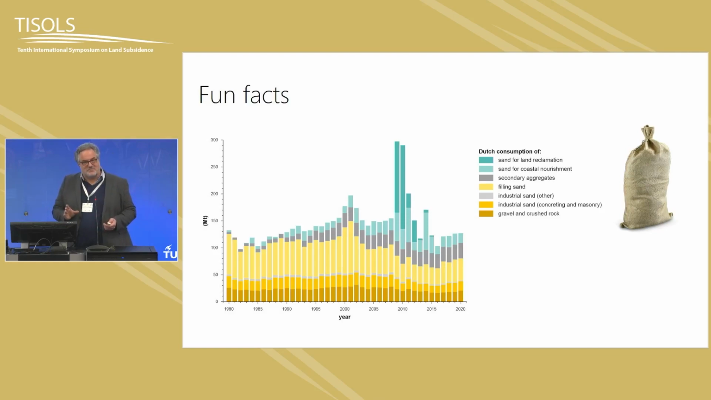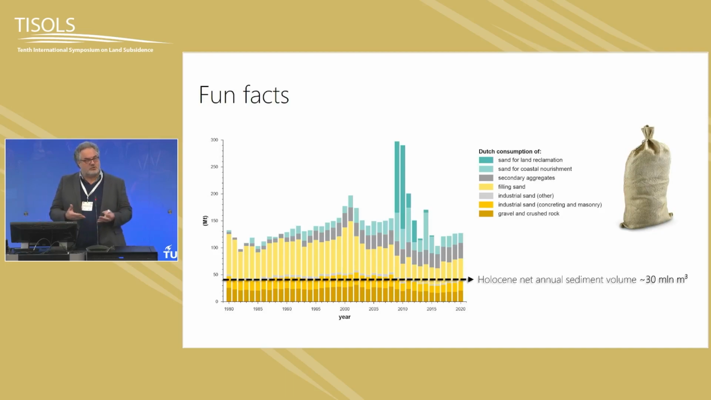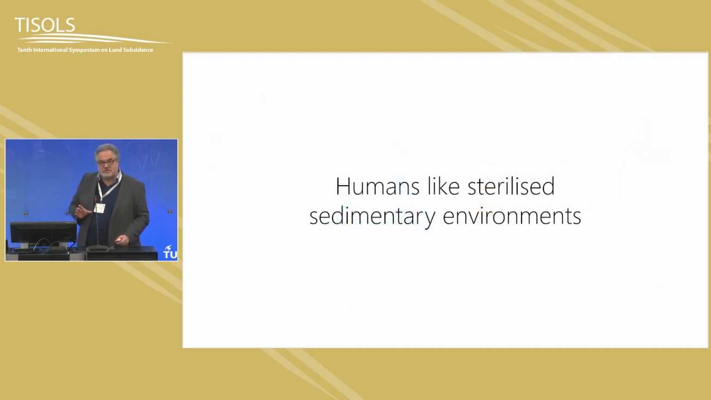But what really amazes me is the fact that if you divide the total volume of Holocene sediments by the duration of the sedimentation, then you end up with a number that is significantly lower than what people shift around in this country. A mere 30 million cubic meters per year, or let's say just over 40 million tons. Now that fascinates me. Humans, and perhaps especially Dutchmen and women, we love sterilized sedimentary environments. So what are those?